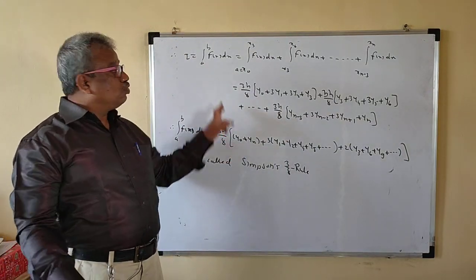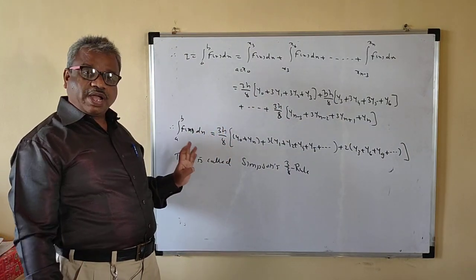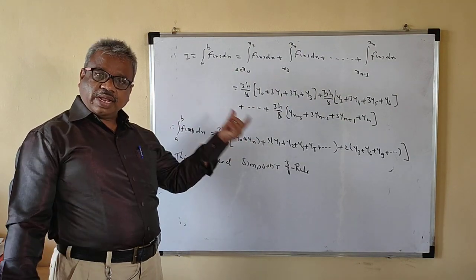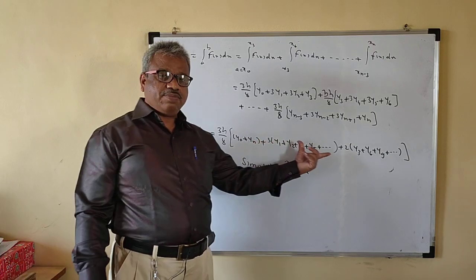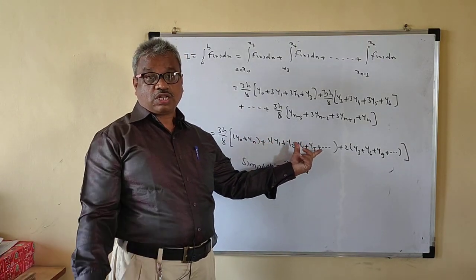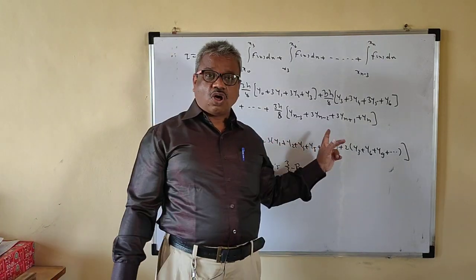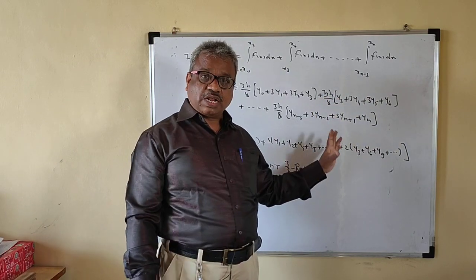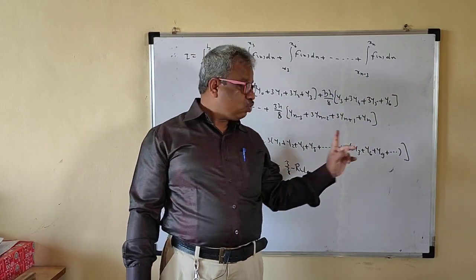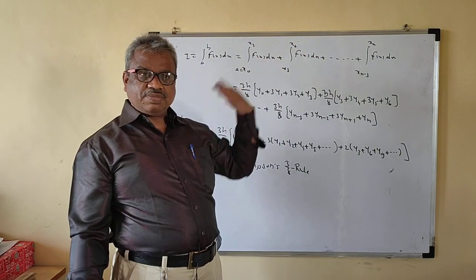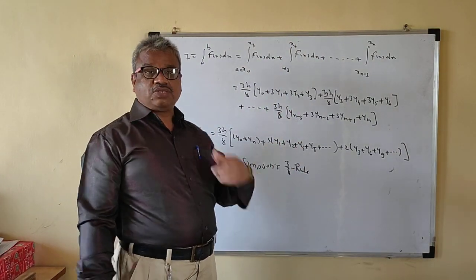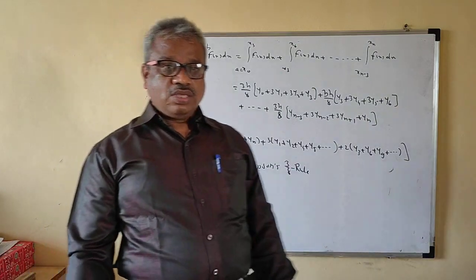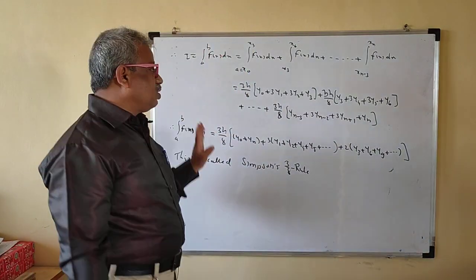This is 3h by 8, so the 3/8 rule. y0 plus yn is everywhere. It is in the trapezoidal rule, it is also in the 1/3 rule. So this is 3 times the suffixes which are not multiples of 3, and 2 times the sum of the suffixes which are multiples of 3. In the 1/3 rule there were 4 times all odd suffixes, and here 3 times the suffixes which are not multiples of 3. In this way you can remember Simpson's 3/8 rule.